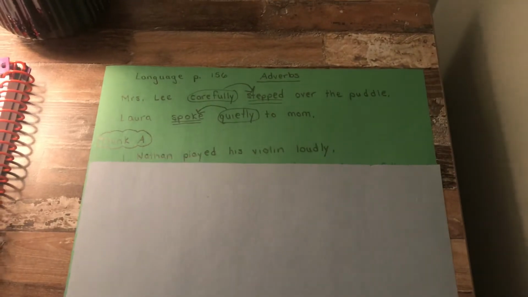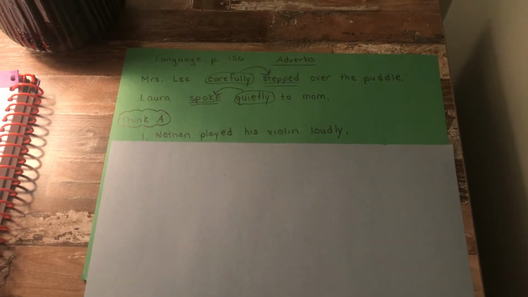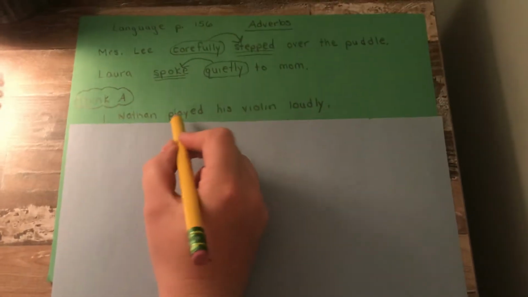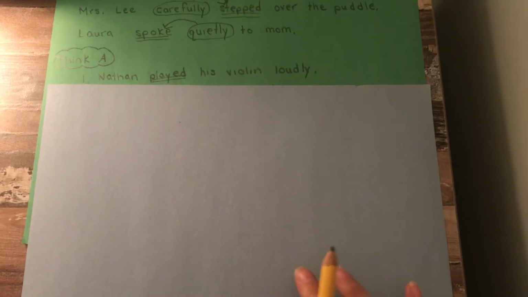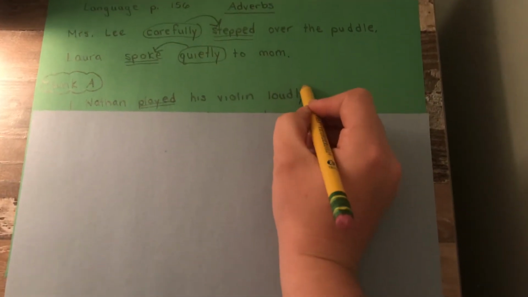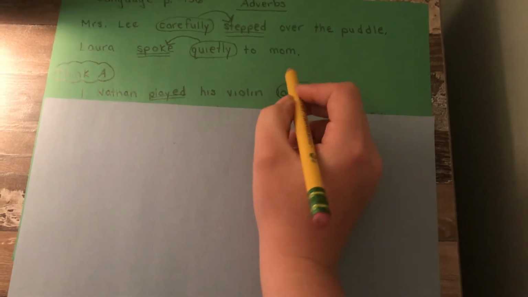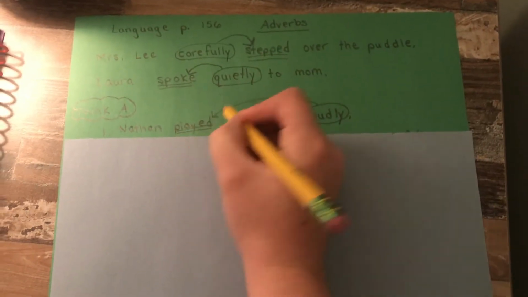Okay, now the first one is Think A, and they have it done for you, but we're going to walk through it. Number one, Nathan played his violin loudly. So what is the action in the sentence? What is the verb? It's played. Okay, so how did he play? He played loudly. So we circle our adverb. Then we're going to draw our arrow back to played. How did he play? He played loudly.